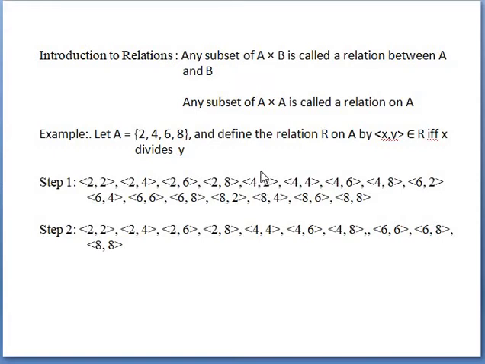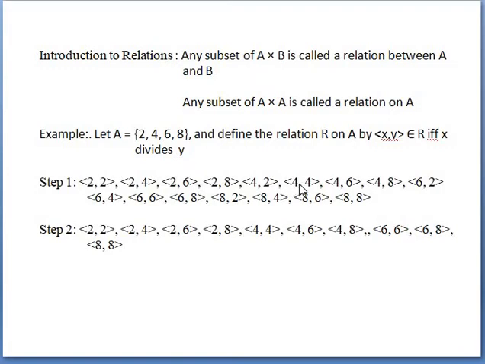Now if I have to include (4,2), that means the first element 4 must divide the second element 2. But here in this case, does 4 divide 2? No, because if I have to divide the first element by the second element, then see (4,2), 2 is not divisible by 4. So I cannot include the first element (4,2). So let's go to the second element starting with 4.